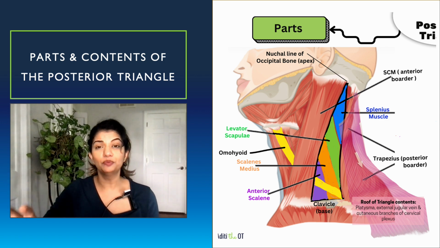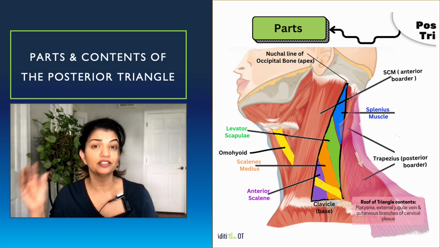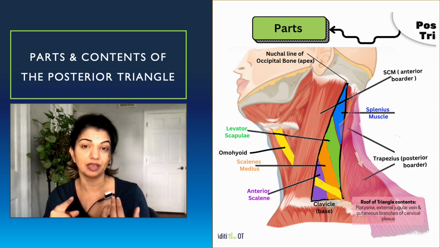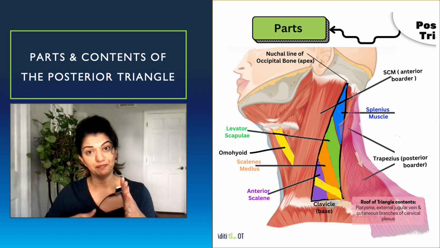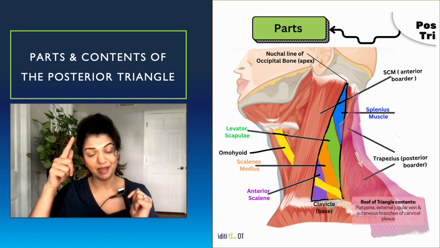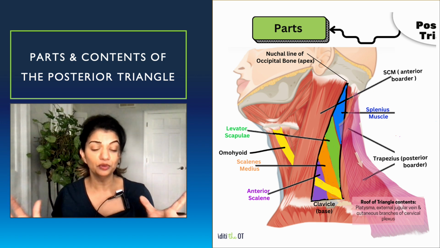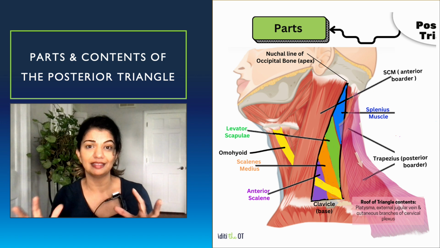Right, so the first thing you want to know is the fact that it's a triangle. It's going to have three sides. So we're going to look at the borders, and there's going to be a base at the bottom. It's also going to have an apex, and then it's going to have a roof and a floor. So we're going to talk all about all those parts in this video.